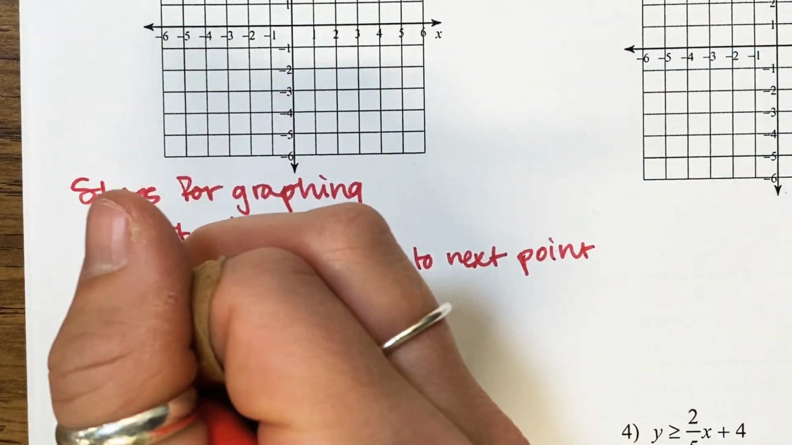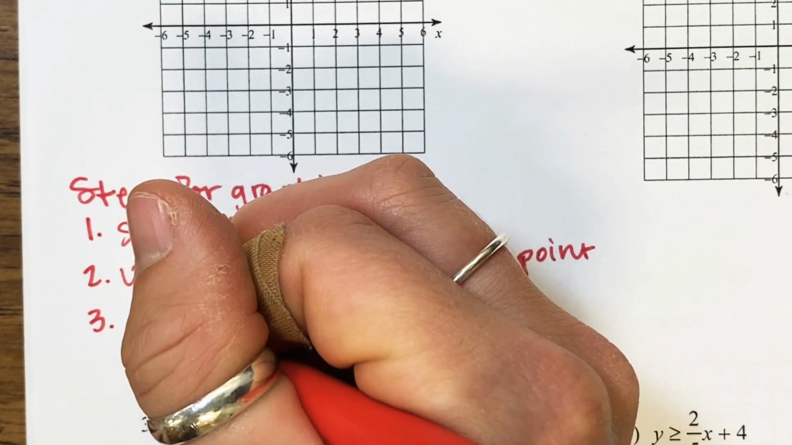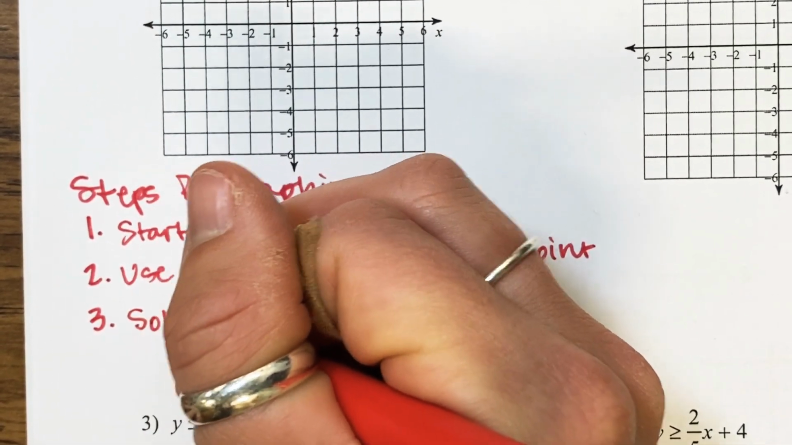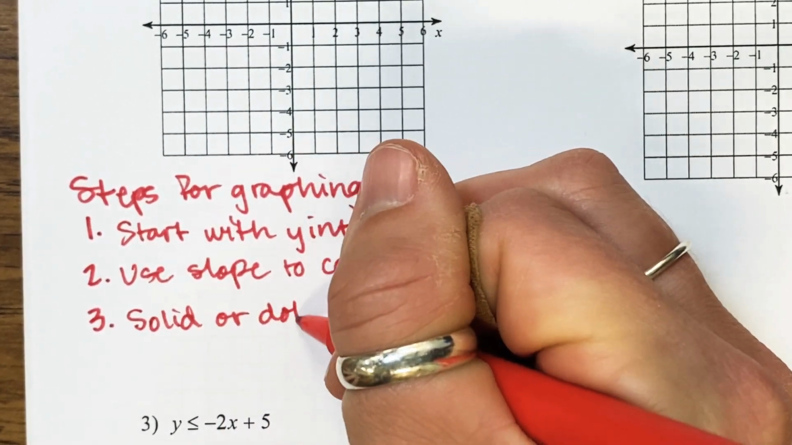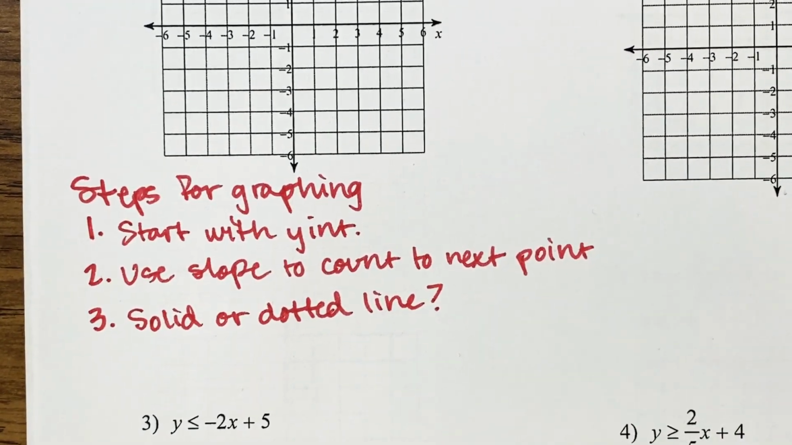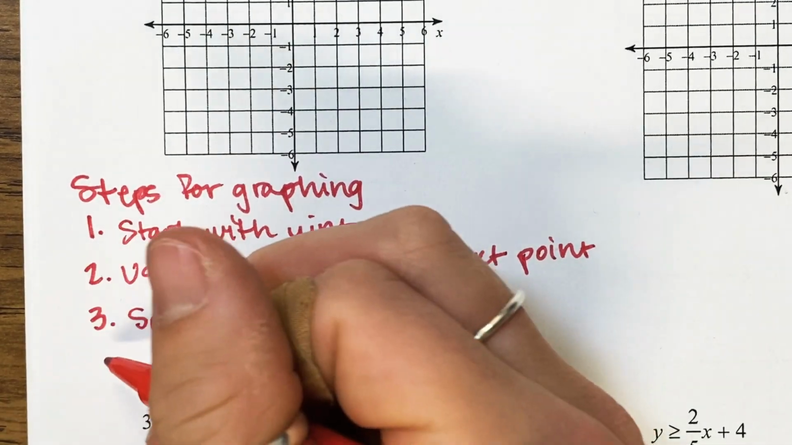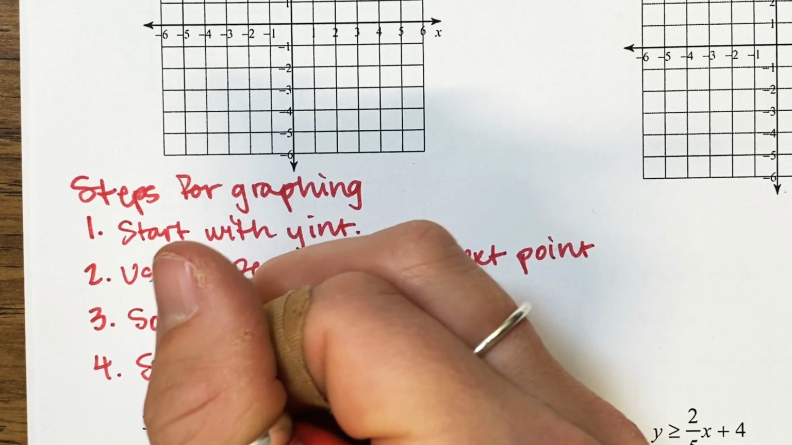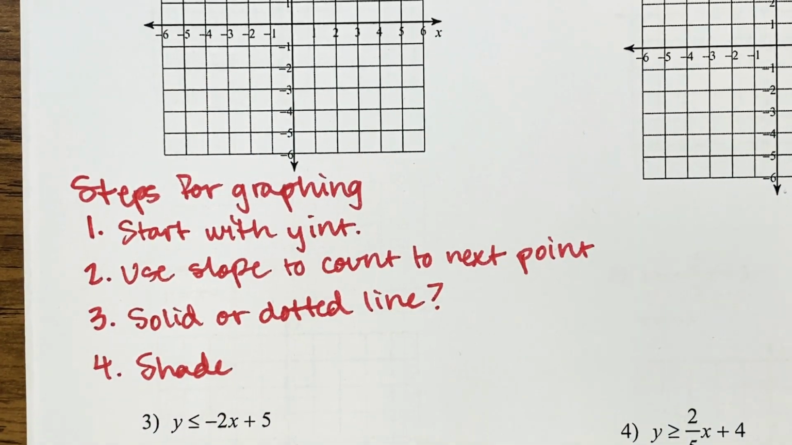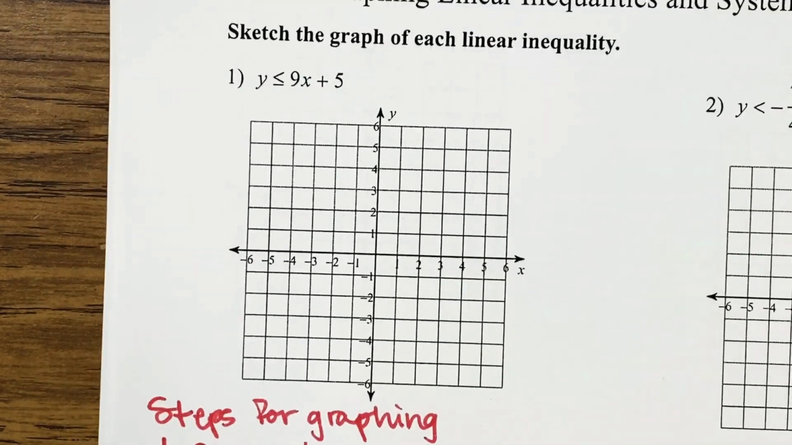Okay, our third step, okay, this is where it's specific to graphing inequalities. Our third step is going to be decide whether it's a solid or dotted line. Okay, we talked about that last class. Is it a solid or a dotted line? You're gonna figure that out based on the sign. Okay, and then our fourth one is going to be to shade. Again, based on that inequality sign. Okay, so those are all of our steps for graphing. So let's go ahead and do that.